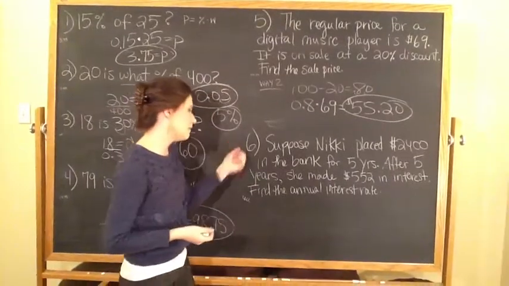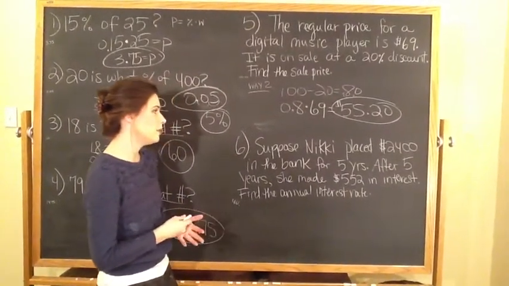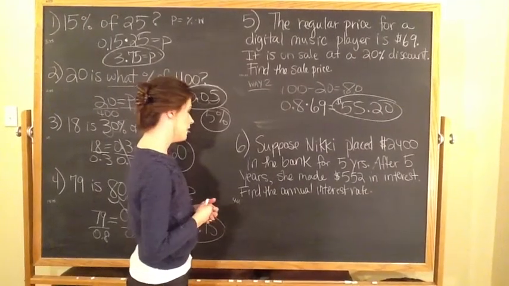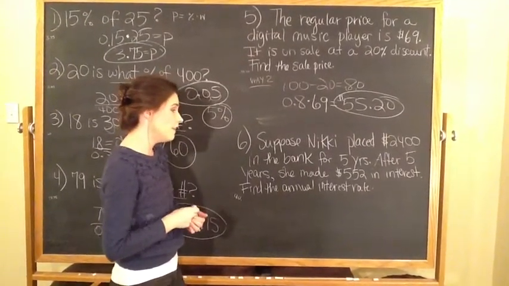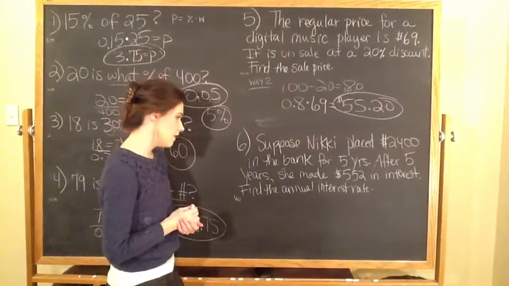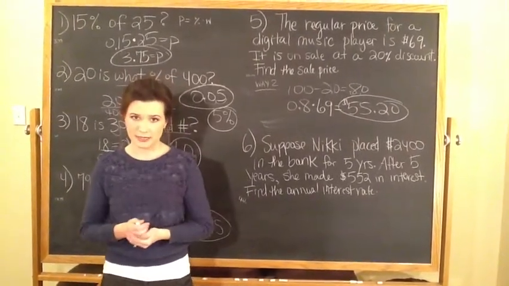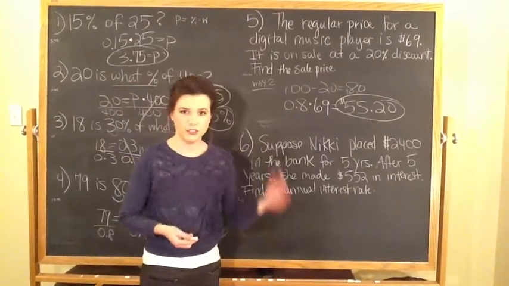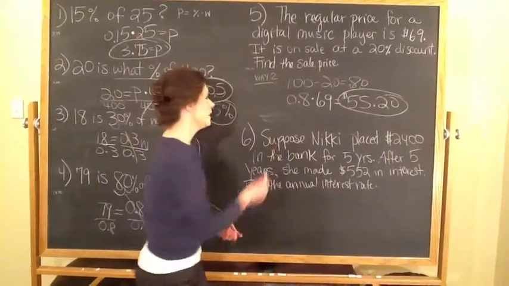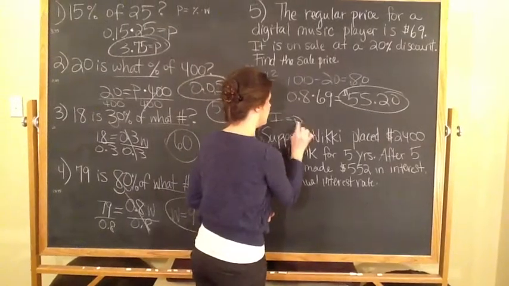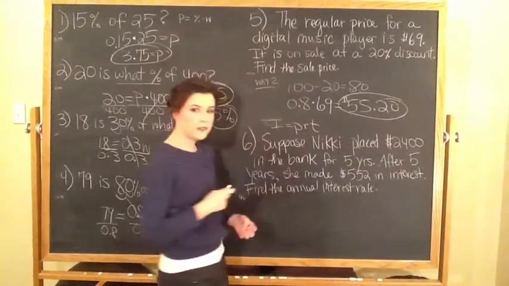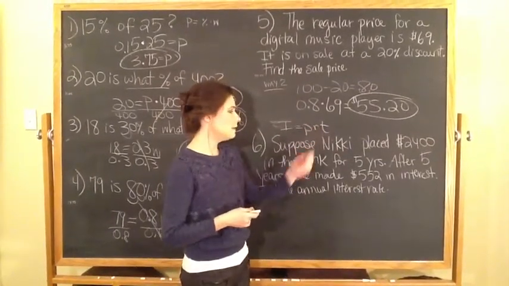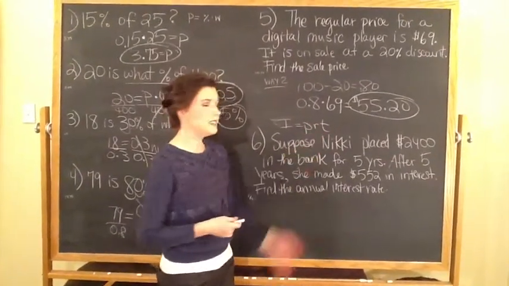All right, let's look at number 6. It says, suppose Nikki placed $2,400 in the bank for 5 years. After 5 years, she made $552 in interest. Find the annual interest rate. So we're solving for the rate. First of all, we're solving for interest here, so what's my interest formula? It's I equals PRT. I standing for interest, P standing for the original price or the principal, times R, which is the rate, and then T is time.